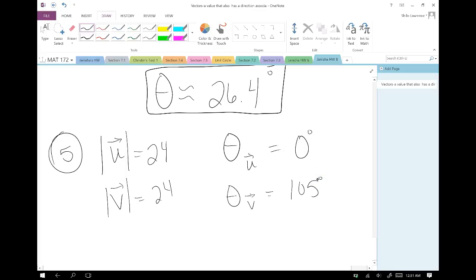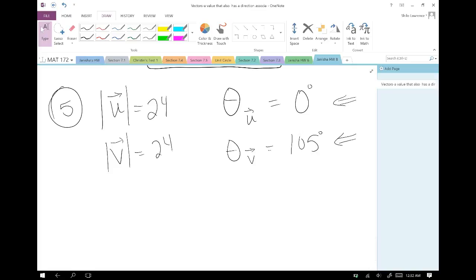First step, we've got to break these down into components. They are pointing in two different directions, so we can't just add their magnitudes together. One of them is pointing at 0 degrees, which is east. The other one is pointing at 105 degrees, which is just slightly west of north. Perfectly north is 90 degrees. And we're just 15 degrees west of that.